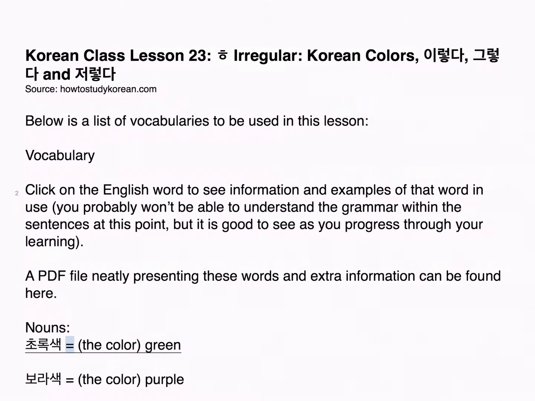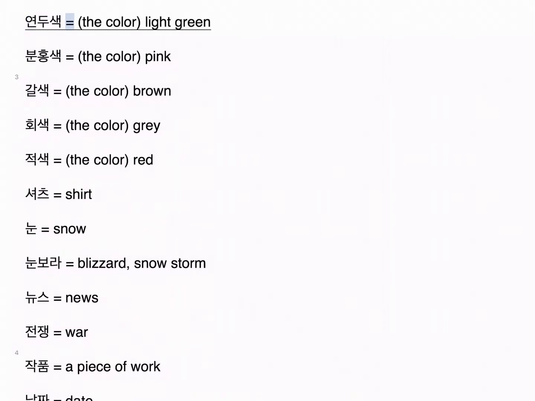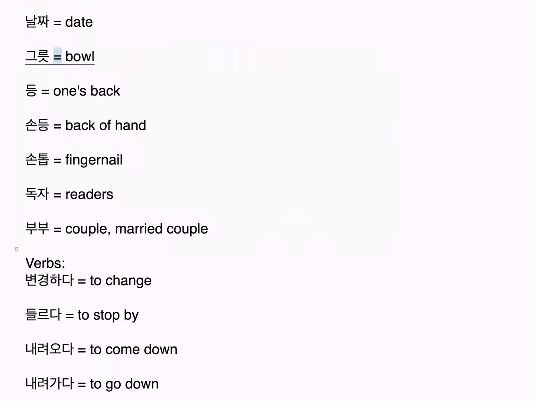Nouns. 초록색, the color green. 보라색, the color purple. 연두색, the color light green. 분홍색, the color pink. 갈색, the color brown. 회색, the color gray. 적색, the color red. 셔츠 equals shirt. 눈 equals snow. 눈보라 equals blizzard, snowstorm. 뉴스 equals news. 전쟁 equals war. 작품 equals a piece of work. 날짜 equals date. 그릇 equals bowl. 등 equals one's back. 손등, back of hand. 손톱 equals fingernail. 독자 equals readers. 부부 equals couple, married couple.